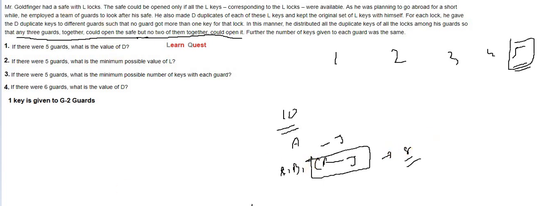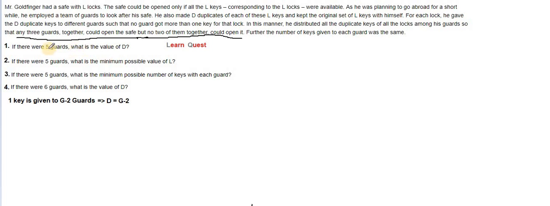So whatever we have written, that one key is given to G minus 2 guards, this is equal to nothing but the value of D, the number of duplicates for each key, which is nothing but G minus 2. This is how we got a relation between both of them. So from here itself we can answer the first question.